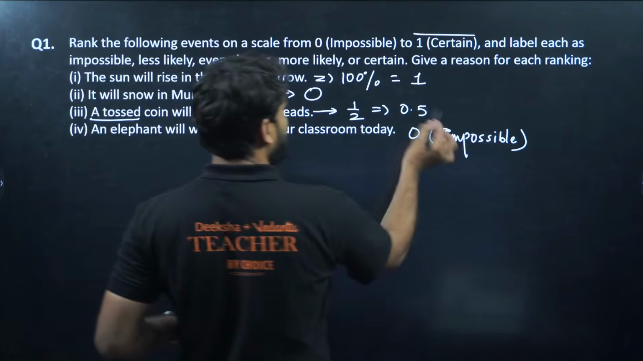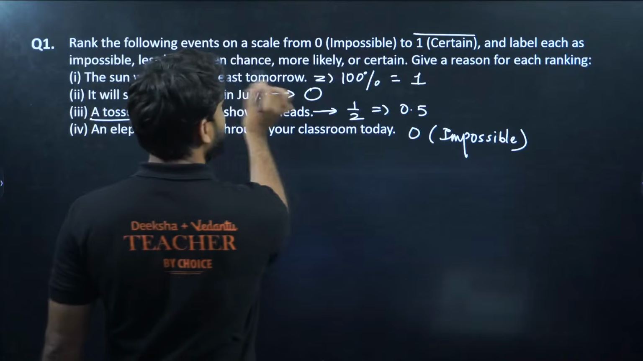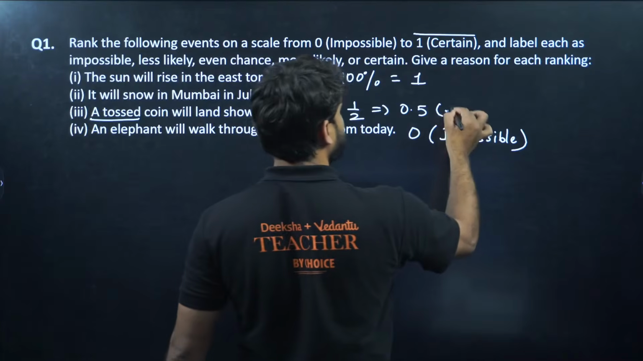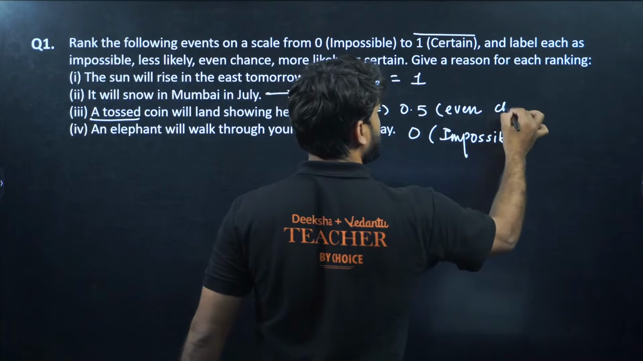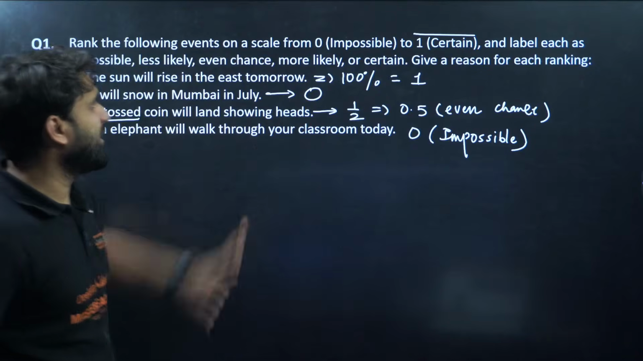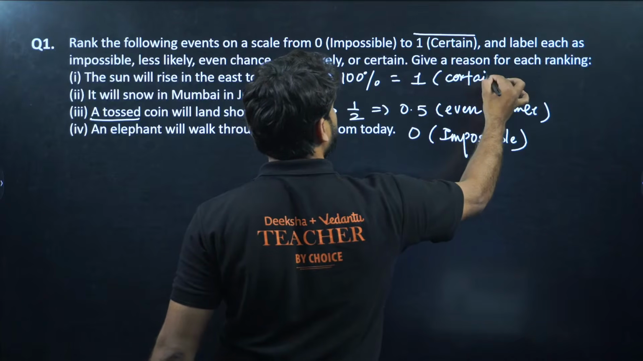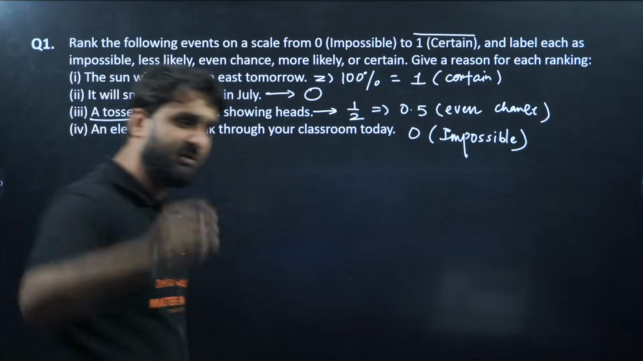possible. And here, even chance, less likely, even chance. This is called even chance, because there is a 50% chance. This is again not possible, and this is certain. 100%. The sun will rise from the east. This is confirmed. Everyone knows this.